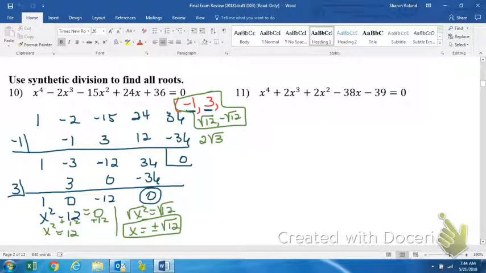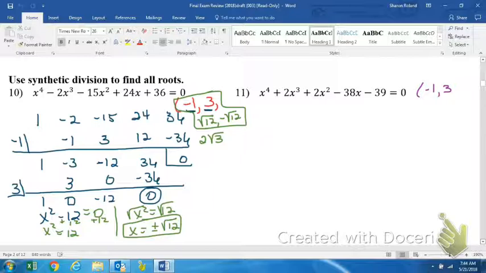On the next one, you put this in the calculator as well, and it's x to the 4th plus 2x to the 3rd plus 2x squared minus 38x minus 39. Graph it, and when you do, you'll get a pretty good idea of where it's going to cross. It looks like it crosses at -1 and +3, and that's the only ones that I can see. But it's -1 and +3. Go to the table to make sure, and on both of those, that's where it crosses.